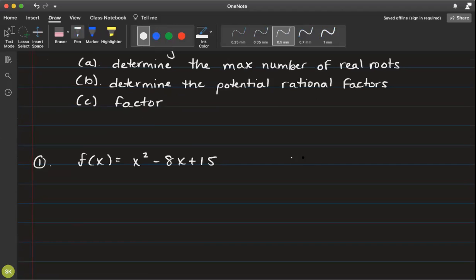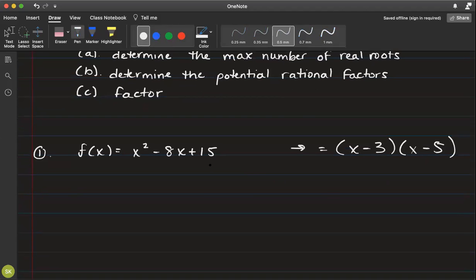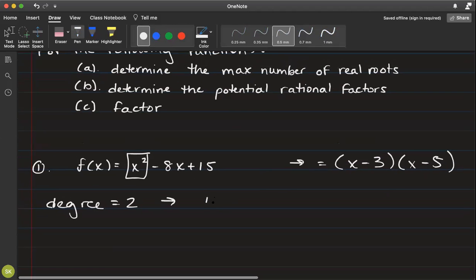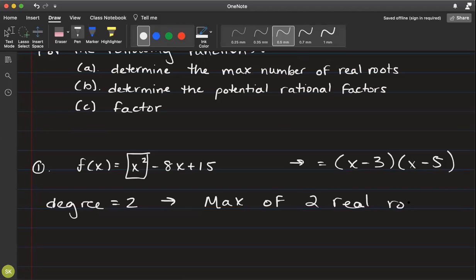All right, we know how to factor this. This is x minus 3 times x minus 5. So we already know the factors of this. 3 and 5 are the zeros of this function. X minus 3 and x minus 5 are the factors. So let's say we didn't know how to factor this. What we're going to do is first we're going to say, oh, the degree is 2, which tells us we can have a max of 2 real roots. And you can see that we have 2 real roots.